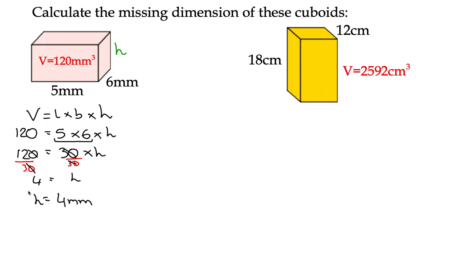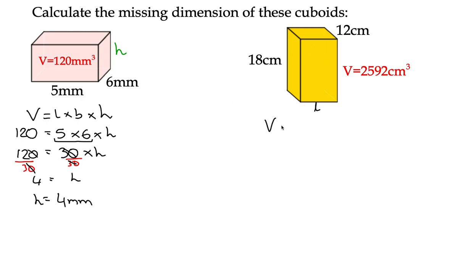Okay, there we go. That's us using the formula in a slightly different way. If you want to have a look at this one, have a go at it yourself, you could pause the video or you can work through it with me. So we've got a missing dimension here. Which is the missing dimension? We've got the breadth is 12, the height is 18, so technically that would be the length that we're short of here. The volume is 2,592 cubic centimetres, and that fits because all of our other dimensions are centimetres.